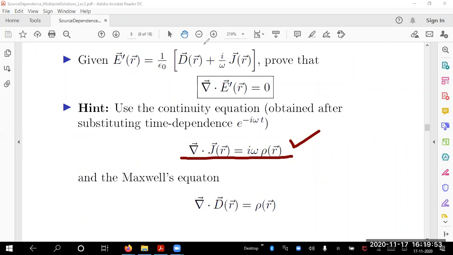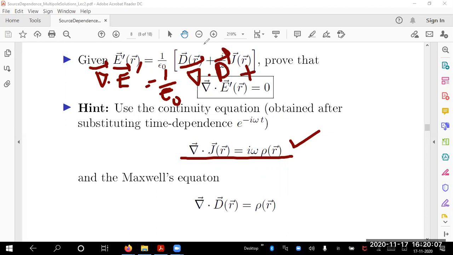That is divergence of E prime. If you take divergence of E prime, 1 over epsilon naught is there. Divergence of D is given by Maxwell's equation. What is divergence of D? Plus I have I by omega and J of R. Divergence of J, I have to substitute I omega rho of R. Now I is, here it is minus rho of R.